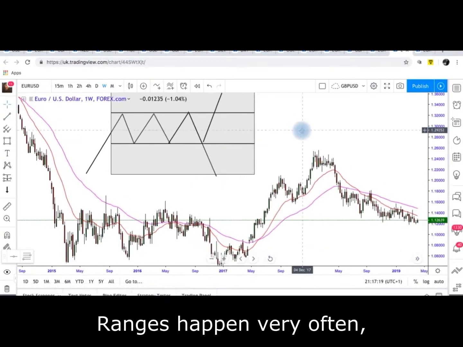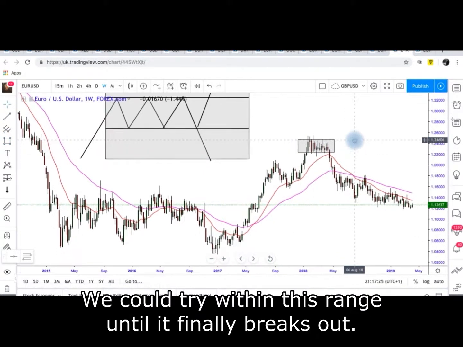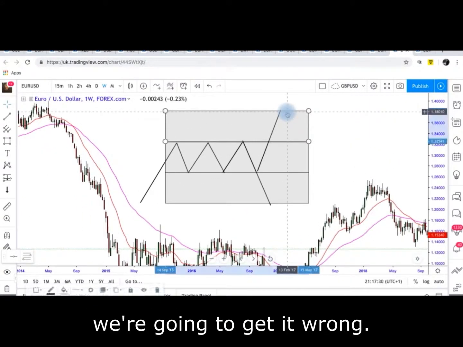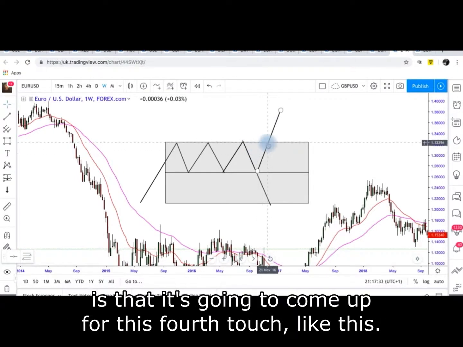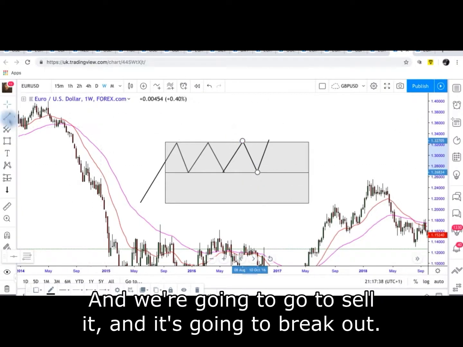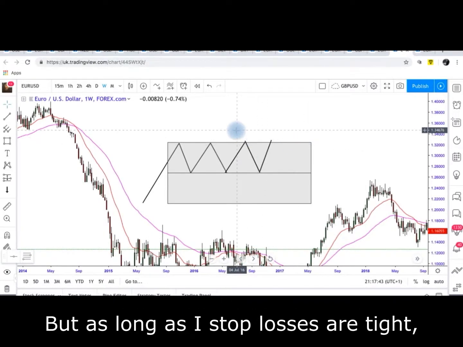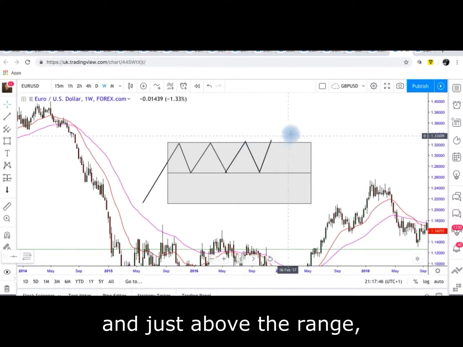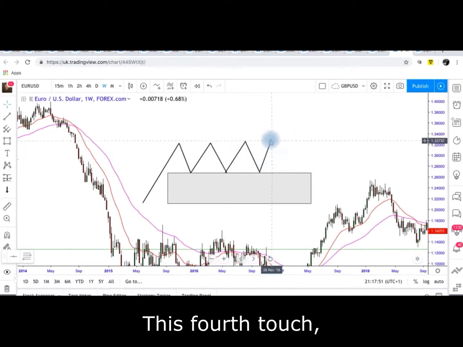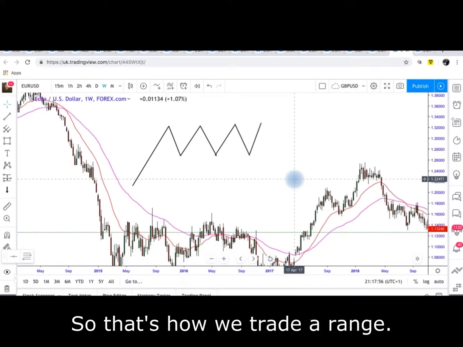Ranges happen very often, such as this, which could be classed as a range here. We could trade within this range until it finally breaks out. Now, the problem with a range is that eventually we're going to get it wrong. What's going to eventually happen is that it's going to come up for this fourth touch, like this, and we're going to go to sell it, and it's going to break out. In the worst case scenario, it's just going to hit our stop losses. But as long as our stop losses are tight and just above the range, and we're making money off the third touches on both sides, the stop loss we get taken out on at the fourth touch isn't going to be as big as our wins on the third touch. So that's how we trade a range.